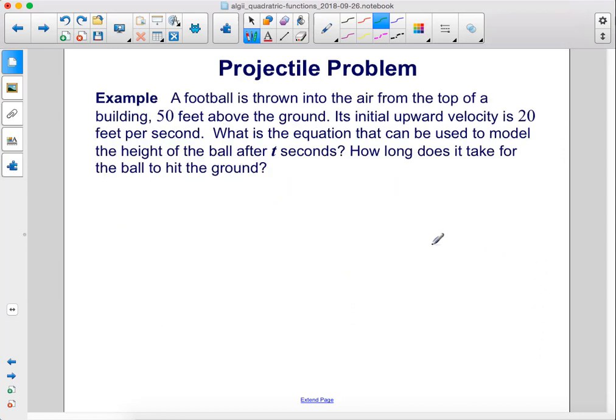Here's an example. A football is thrown into the air from the top of a building, 50 feet above the ground. Its initial upward velocity is 20 feet per second. What is the equation that can be used to model the height of the ball after t seconds? How long does it take for the ball to hit the ground?